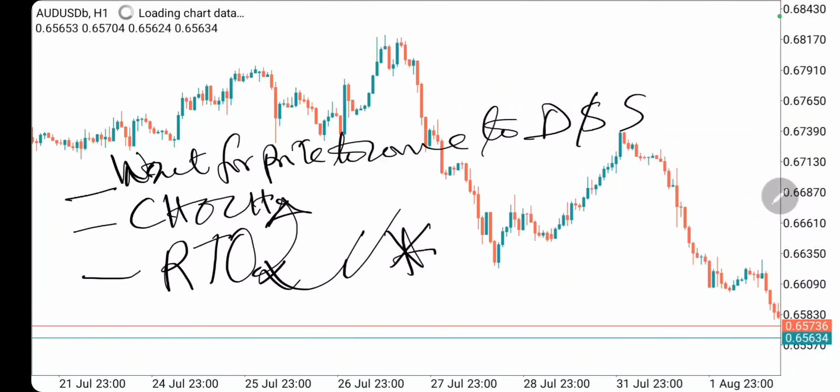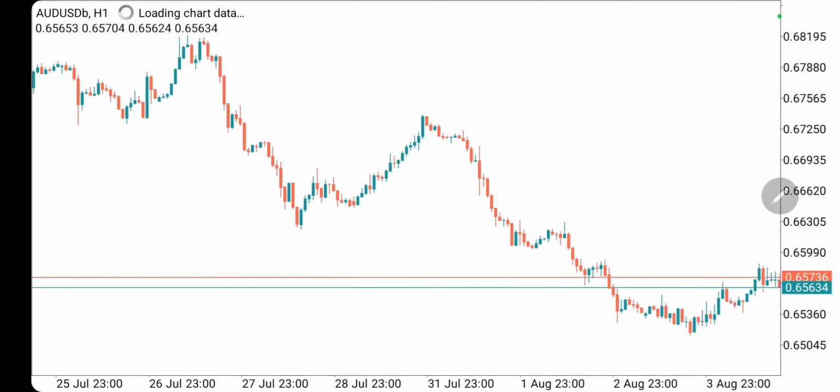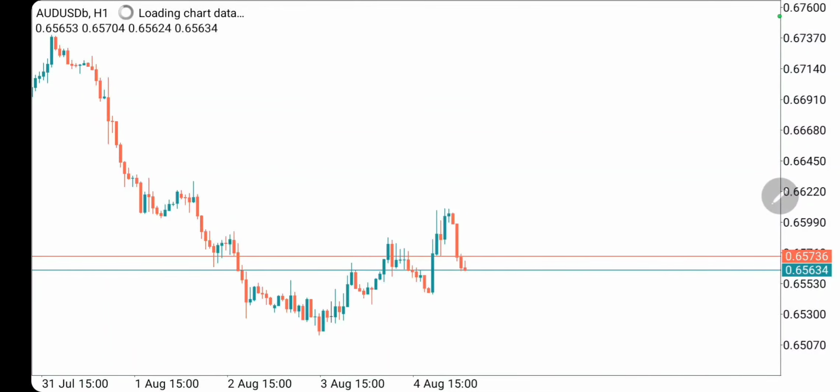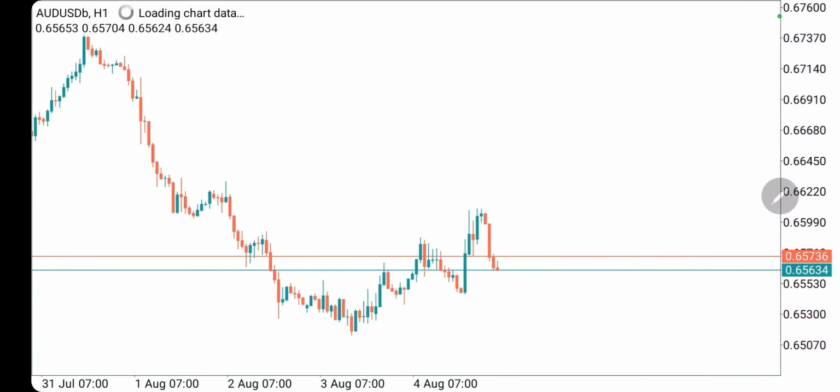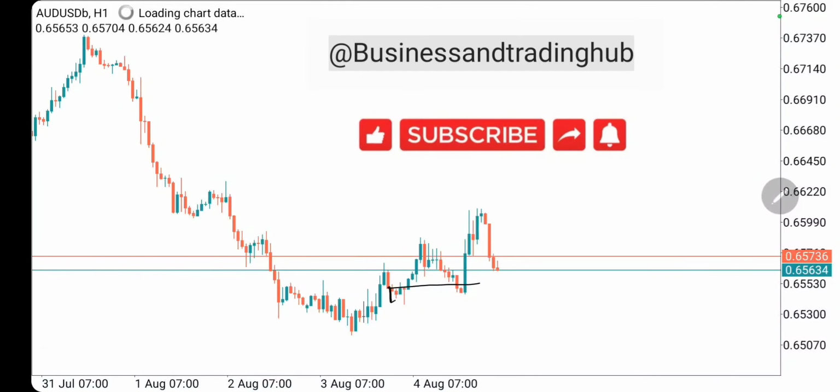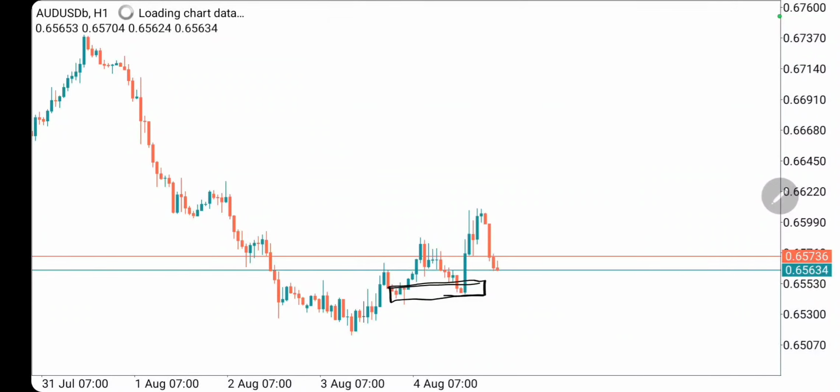Now another way you can do the confirmation entry, looking for a change of character and return to order block, should occur in the lower time frame. Let me show you. Like in this case, this is a demand zone right here. So we can as well step to a lower time frame. This is an H1 time frame.